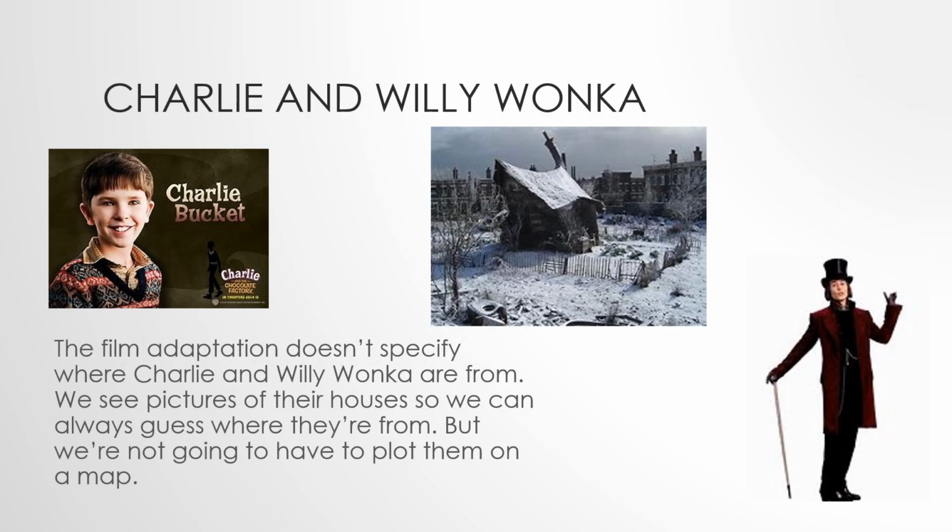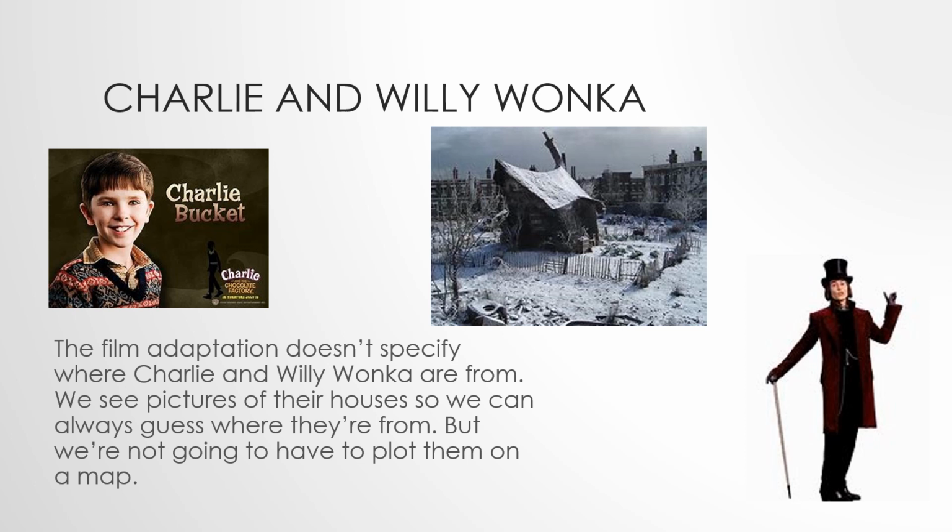Okay, in terms of Charlie and Willy Wonka, I haven't included them on your list. The film adaptation doesn't specify where Charlie and Willy Wonka are from, but we can see pictures of their houses within the film. So we can always guess where they're from, but we're not going to have to plot them on a map. I should say now as well, I have based all of the characters and their locations on the 2005 film adaptation, and I'll explain that a bit later on.